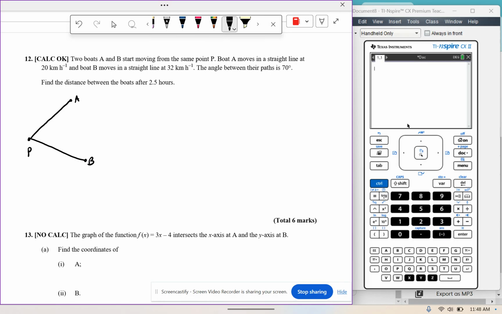Boat A moves in a straight line at 20 kilometers per hour. And boat B moves in a straight line at 32 kilometers per hour. The angle between their paths is 70 degrees. Find the distance between the boats after 2.5 hours.